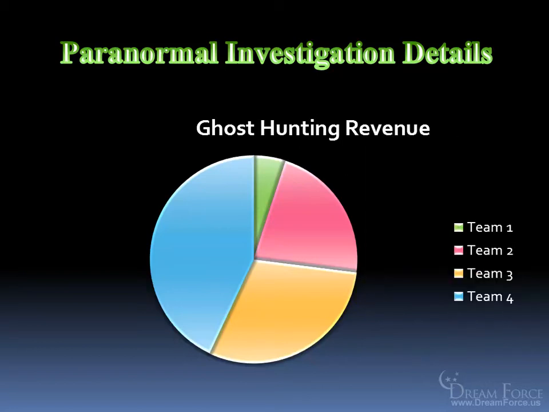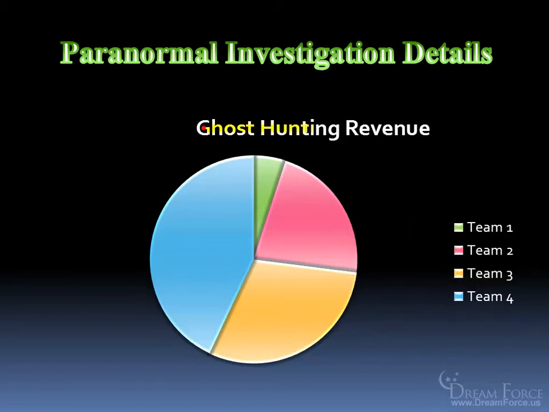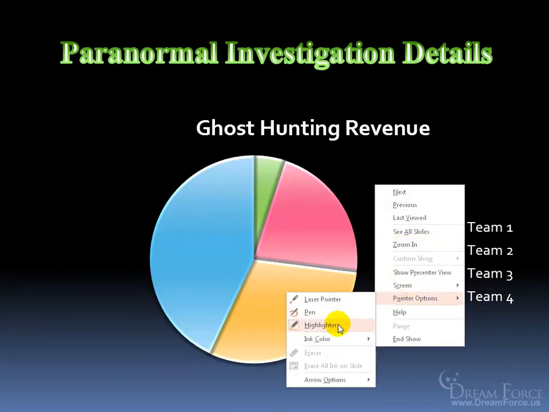You can also highlight. Let's right click, pointer options, and highlight, and just keep brushing it over Ghost Hunters so it's in yellow right there. That's a nice highlight. Ooh, let me hit the E key to erase that, and then right click, go to pointer options to deselect it.